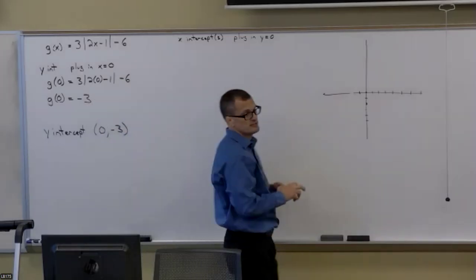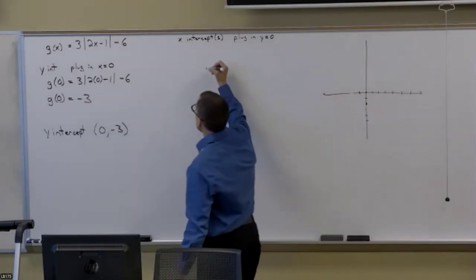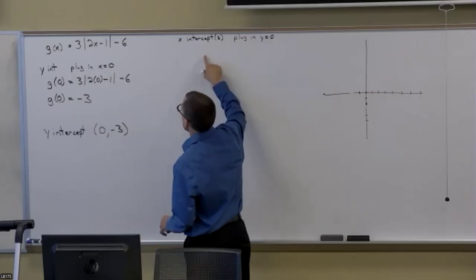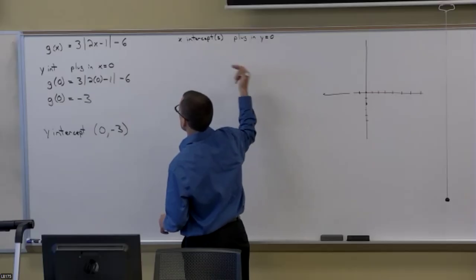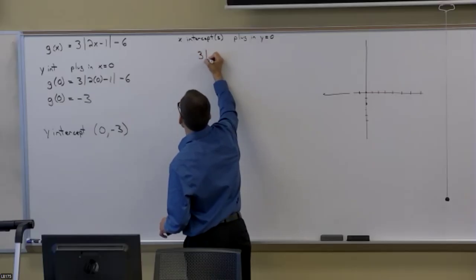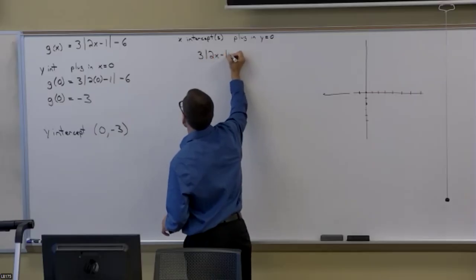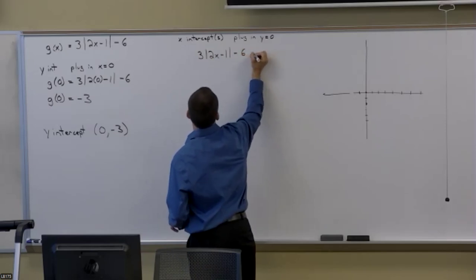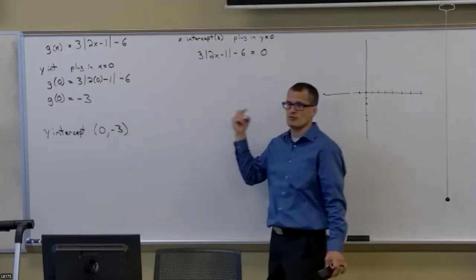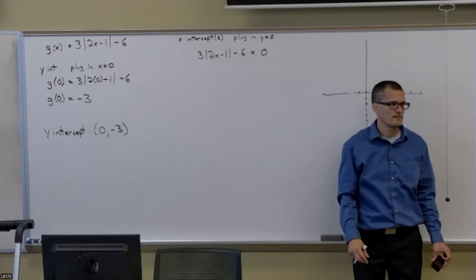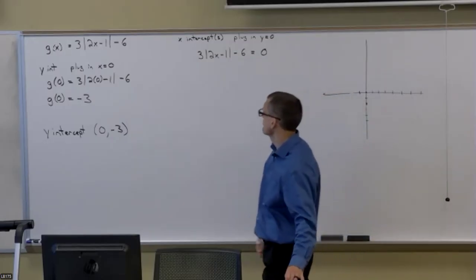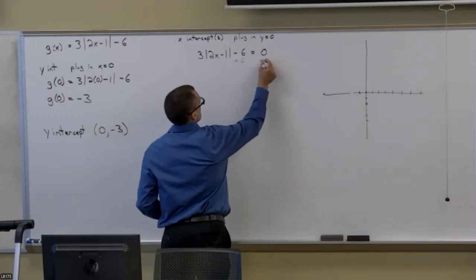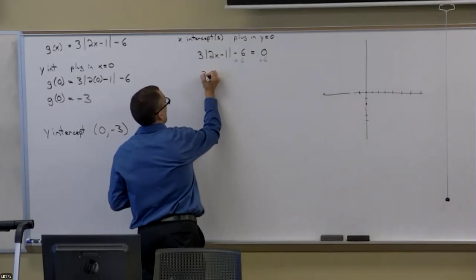The x-intercepts are the zeros of the function, which I get by plugging in 0 for the y value. And again, normally I'd put 0 equals 3, but since I like having my absolute value on the left-hand side, I'll put 3 times the absolute value of 2x minus 1, all minus 6, equal to 0, where 0 is on the right-hand side. Add 6 to both sides. Then divide by 3.